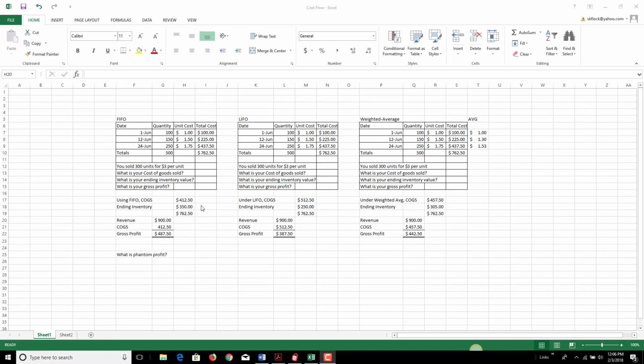So the difference between the cost that I recorded as my cost of goods sold and what it's going to cost me to replace those 300 units that I sold is going to result in what's called phantom profit, because even though the customer gave me $900, and I'm showing a profit of $487.50, it's going to cost me more than the $412 that I recorded as cost of goods sold to replace that inventory. If I look at LIFO, it's easy to determine. Under LIFO, I'm using those newer costs as my cost of goods sold, which would be correct. You can have phantom profit under LIFO, but it's more prevalent under FIFO.